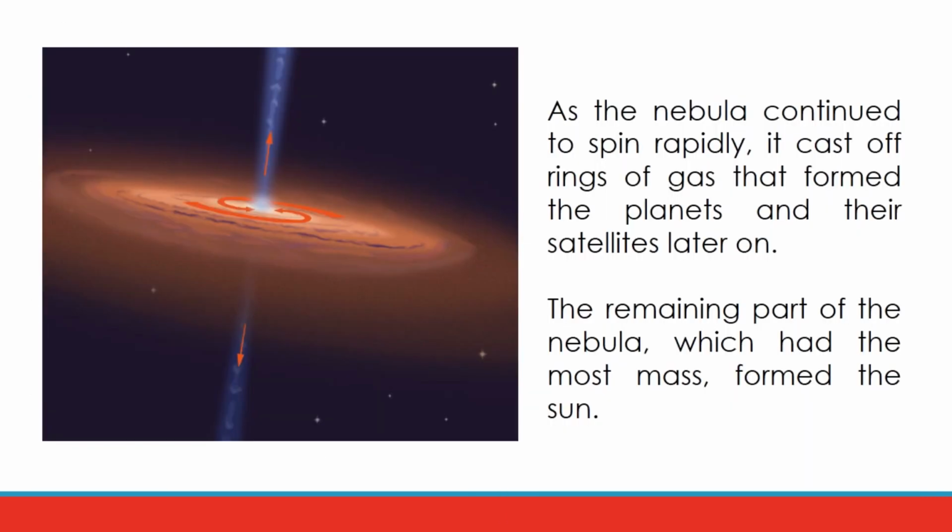So as the nebula continued to spin rapidly, it cast off rings of gas that formed the planets and their satellites later on. So the gases clumped together, forming different sizes of planets and satellites. And the remaining part of the nebula, which had the most mass, formed the sun. That bulge in the center of the disc-like shaped nebula is the sun.